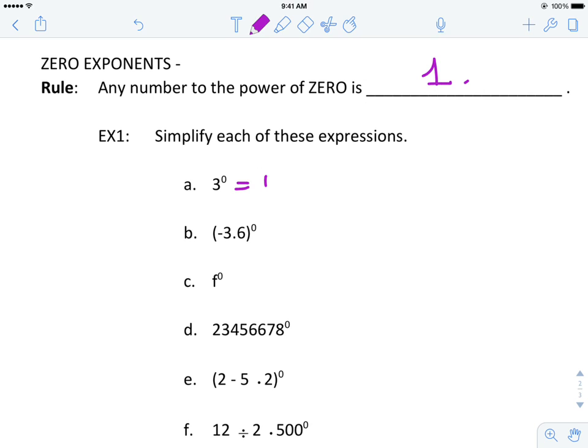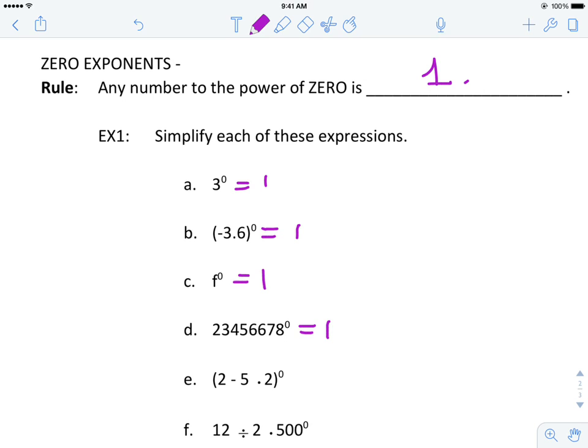Okay, try another one. Negative 3.6 to the 0 power. 1. F to the 0 power. 1. It does not matter. So I basically can look at these and see if the whole thing is to the 0 power, equal to 1. Easy peasy. So I look at this next one, I have a big giant number. Doesn't matter. It's to the 0 power, so it's 1.